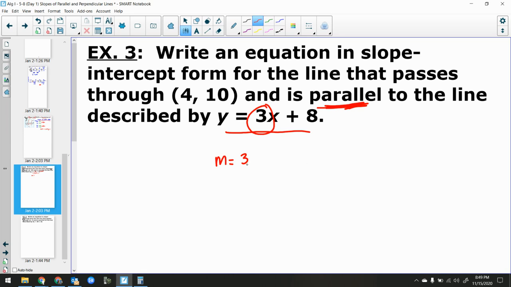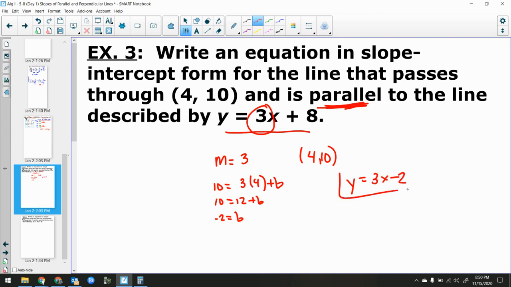Well, I want a line that has a slope of 3 that passes through 4 comma 10. And people, we've done this like a million times by now. Slope, point. Okay, let's solve for b. y equals mx plus b. 10 is equal to 12 plus b. Subtract the 12 over to the other side. -2 is my b value. So therefore, my equation that's parallel is y is equal to 3x minus 2.